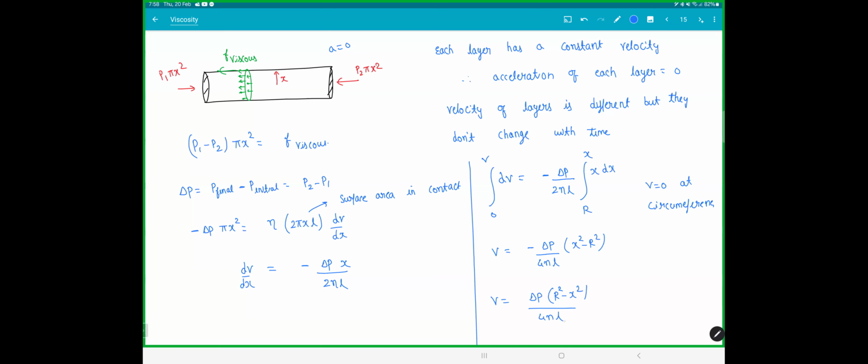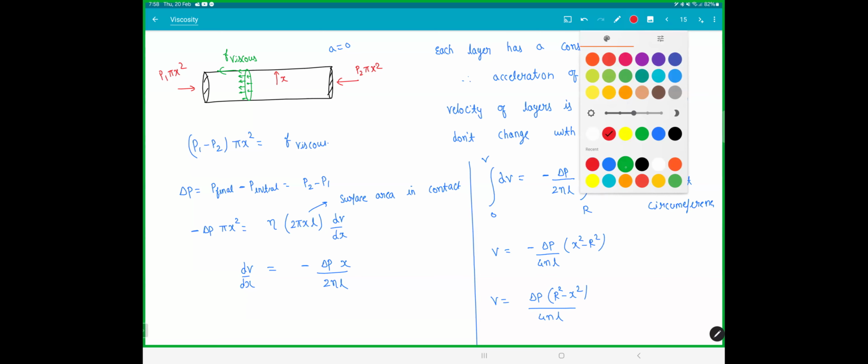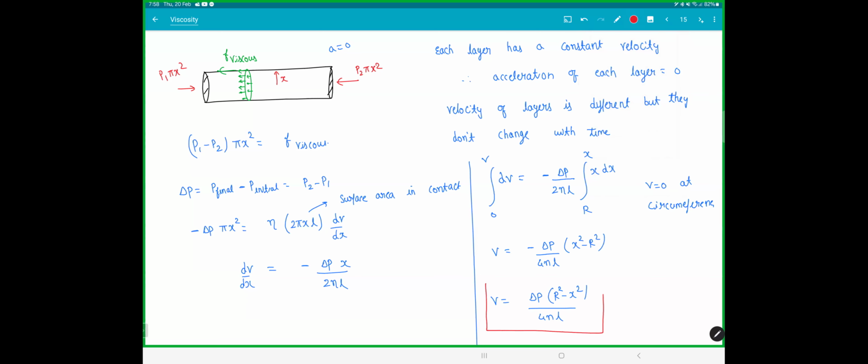There, it's a parabolic function. The velocity is changing as x square. It's not a linear variation. So this is what actually happens in a liquid. At the center, if you want to find the maximum speed, x is equal to 0, the speed is maximum, which is delta p r square by 4 eta L. So this is how the liquid velocity goes.